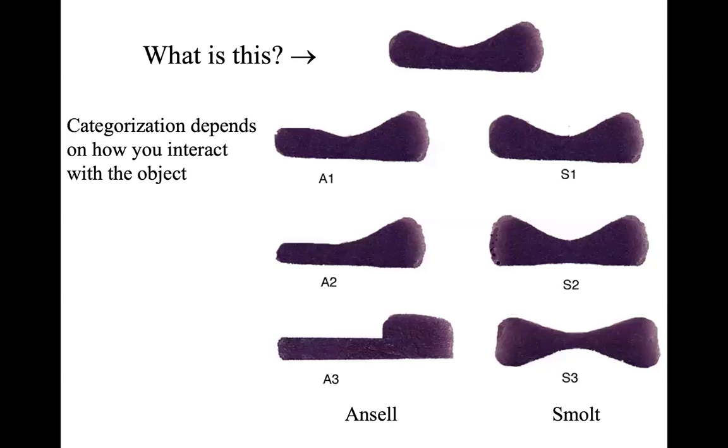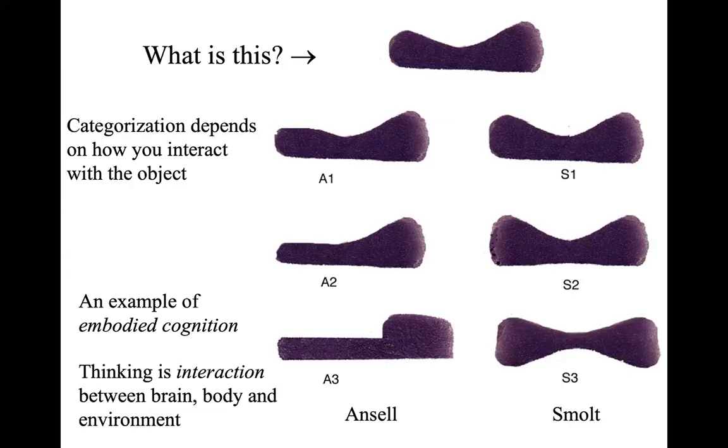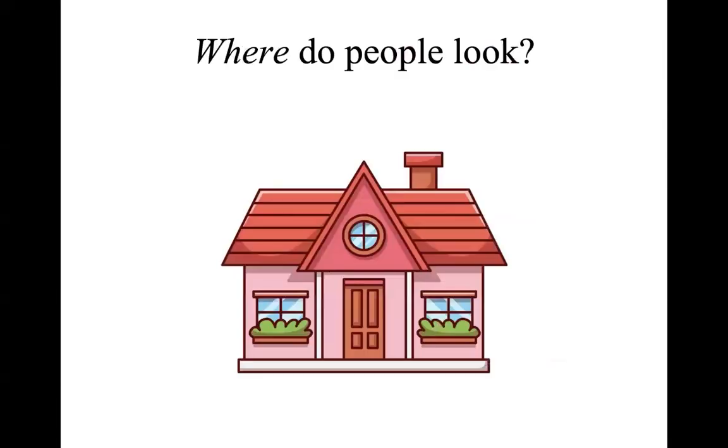And I want to develop this idea of action dependence, how our perception of objects is dependent on the actions we can do. And this is also called embodied cognition, because the bodily movements, bodily actions get into how we categorize things, how we perceive them. And so the thinking is an interaction between brain, hands, and environment.